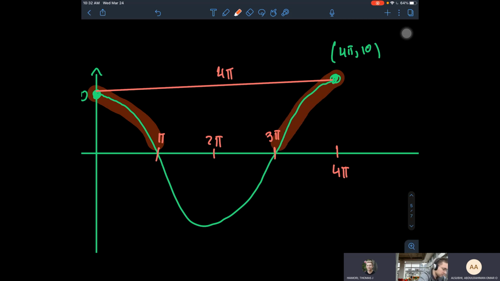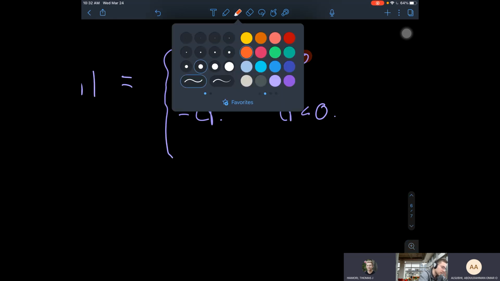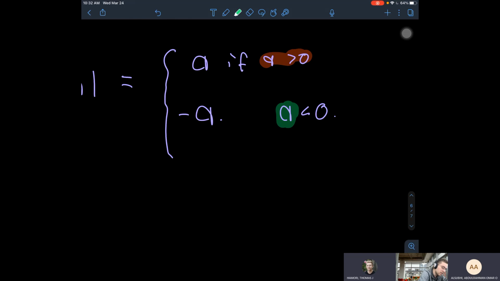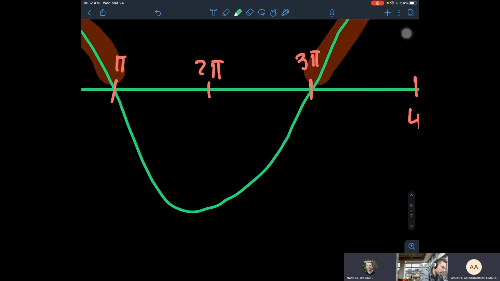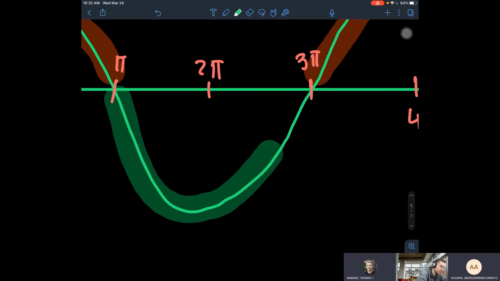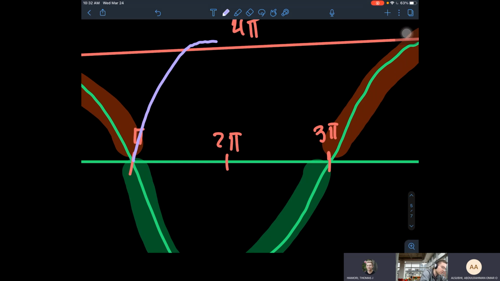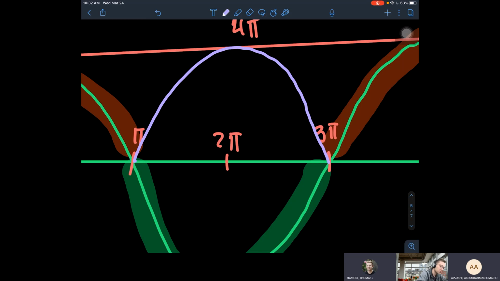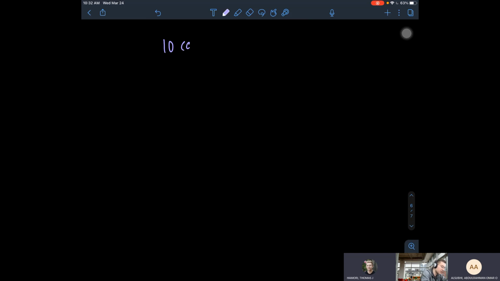Okay? And if the height is a negative number, we have to do the opposite thing. We change the height to be the opposite of what it was before. So in this region, when the height is negative, we're going to replicate this up here. Okay, so the graph of 10 cosine x over 2 in absolute value looks like this.